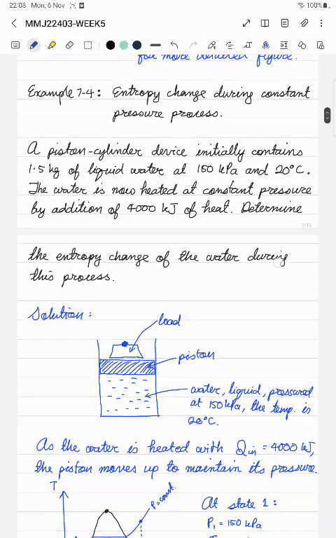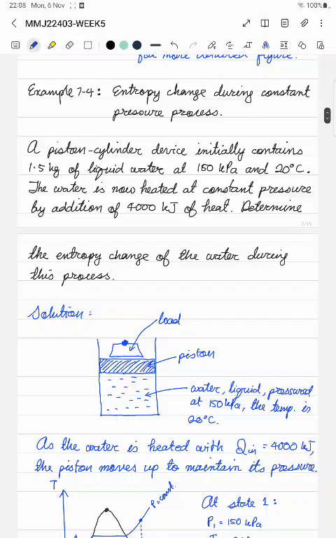Now, a piston cylinder device initially contains 1.5 kg of liquid water at 150 kPa, and the temperature is given as 20 degrees C. The water is now heated at constant pressure by addition of 4000 kJ of heat. Determine the entropy change of the water during this process.